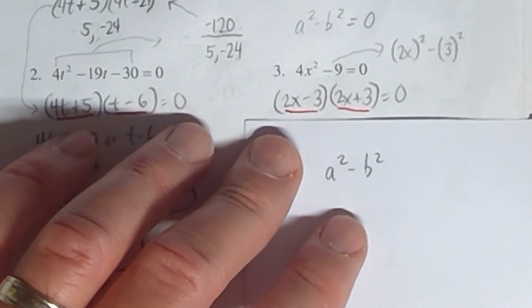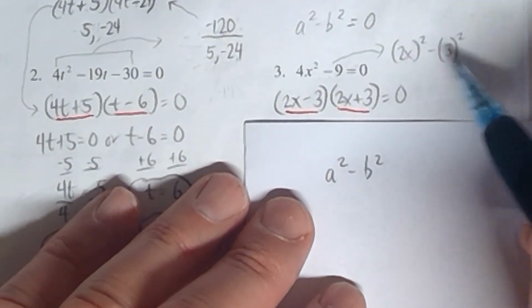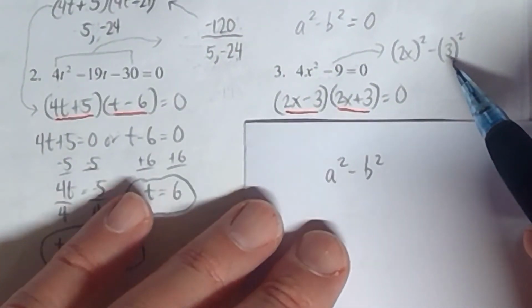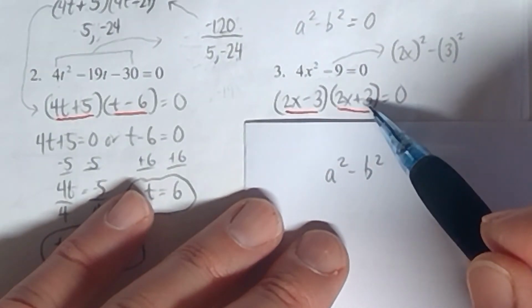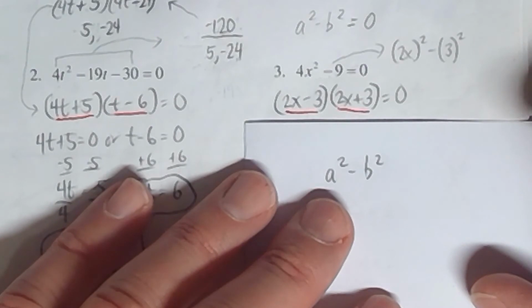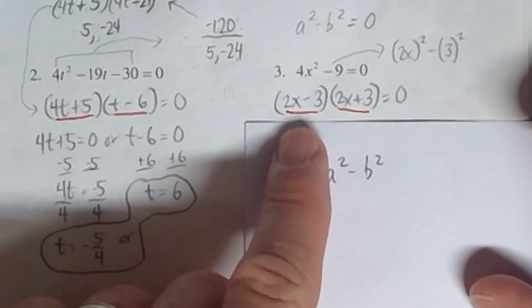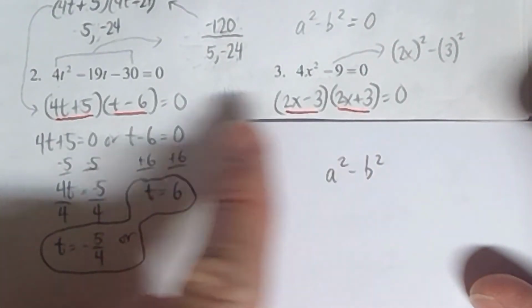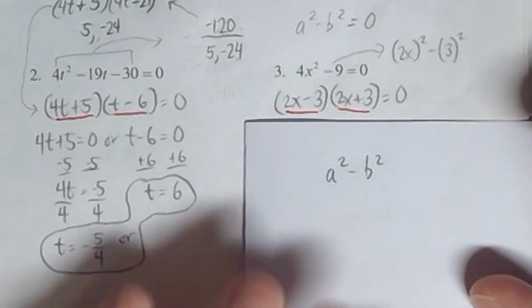And so it ends up being, because it's 2x and 3 that's being squared there, 2x minus 3, 2x plus 3 are the two brackets that you get. Again, those brackets are prime for the same reason as the other ones were in the previous two problems.